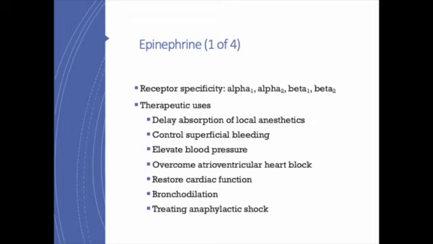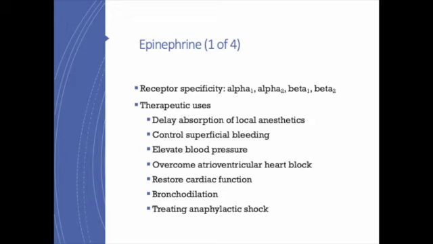And epinephrine can activate, again, all four of these subtypes of the adrenergic receptors. Therefore, it's going to have a very broad spectrum benefit of sympathomimetic effects. So what are these effects? Because it causes alpha-1 mediated vasoconstriction, epinephrine can be used to delay the absorption of local anesthetics and control superficial bleeding and elevate your patient's blood pressure.